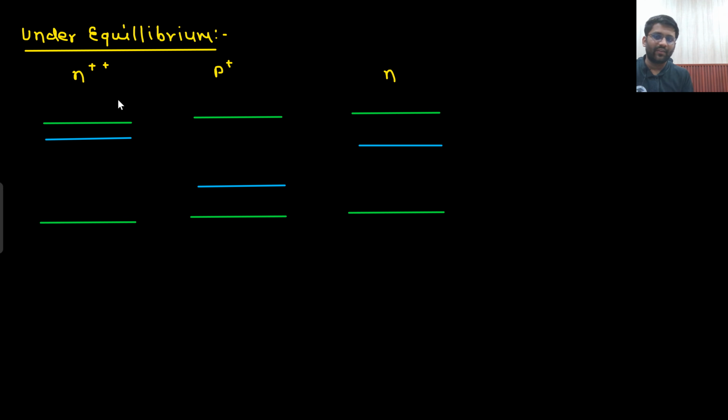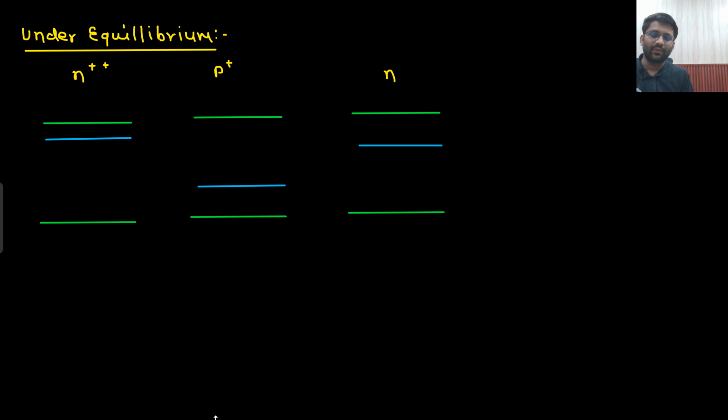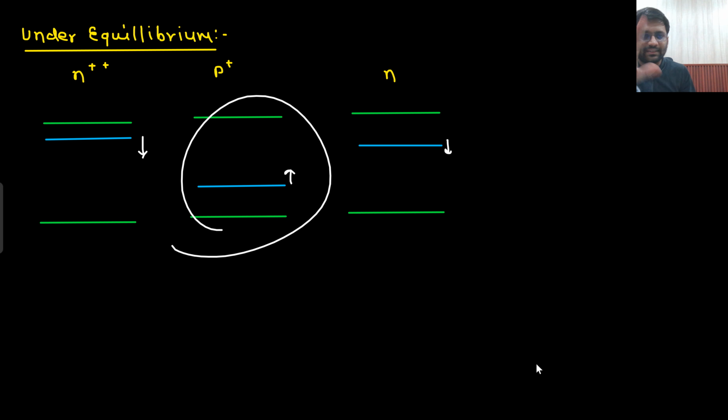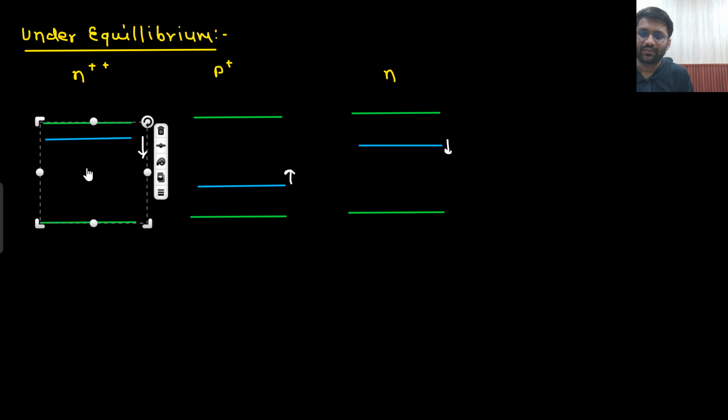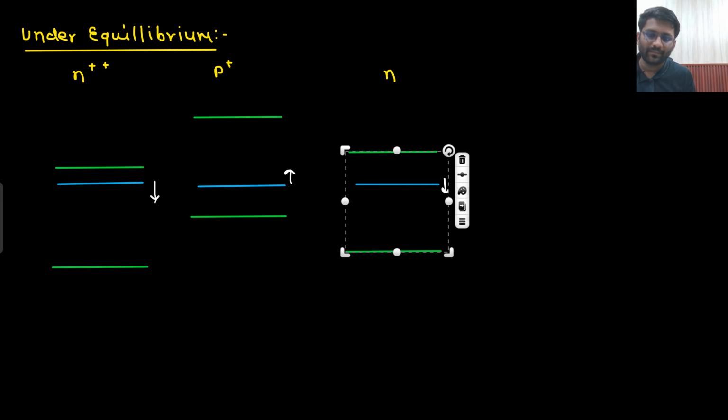So these regions were separately available. This is your N plus plus, this is your P plus and this is your N, right? Now if I join them, what will happen? Current would be 0. That means the Fermi levels will line up. This one will come down, this one will go up and this one will come down. Basically they need to come to the same level. So this one remains as it is, this one comes down and this one also comes down. So this will be the scenario we will be getting, this kind of band diagram.